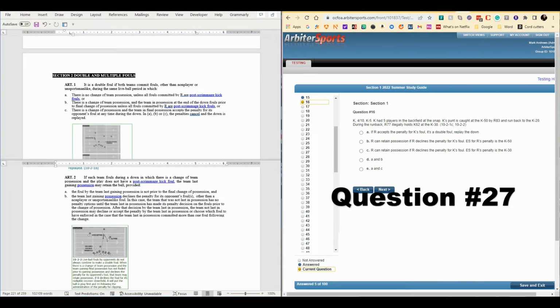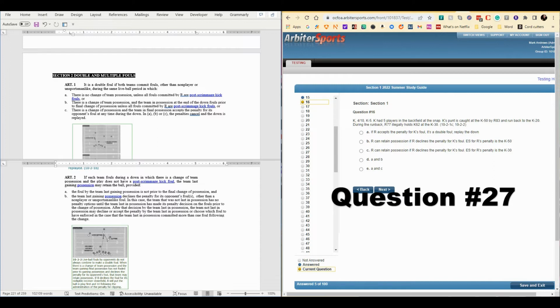Question number 16. K, 4th and 10 at the K5. K has 5 players in the backfield at the snap. So we have an illegal formation on K, right? K's punt is caught at the K50 by R83 and run back to the K20. During the run back, R77 illegally holds K62 at the K30.